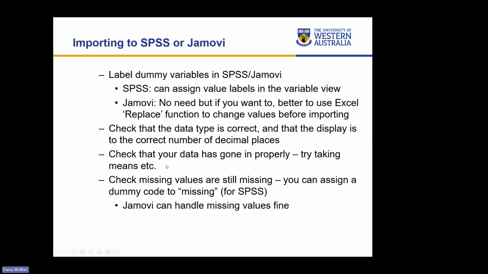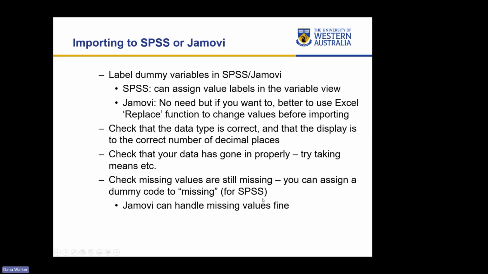Make sure that your data has gone in correctly. So take the means. You can also run means on Excel. I haven't shown you how to do this, but it's very simple. You just tell the function average. So you can actually do a quick average in your Excel file for like a column and then check Jamovi got the same thing. And that will tell you that your import to Jamovi or SPSS actually worked correctly. So you can quickly do that.